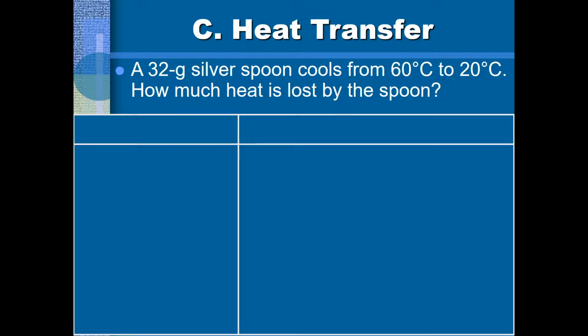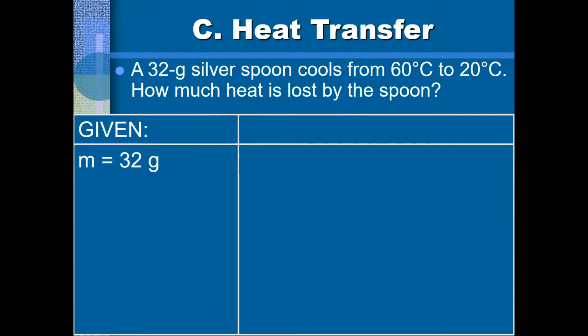So let's do some examples. A 32-gram silver spoon cools from 60 degrees Celsius to 20 degrees Celsius. How much heat is lost by the spoon? So this is in grams, not kilograms. Does anyone know how to convert grams into kilograms? Divide by 1,000.